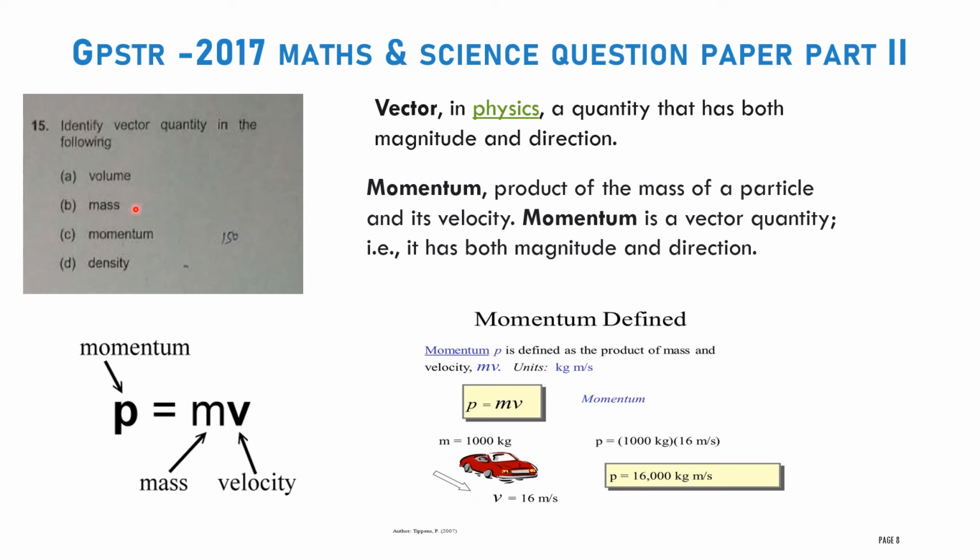Now consider the remaining options. Volume shows only the magnitude, only a number. Mass, as you already know, shows only the magnitude, and density also shows only the magnitude. Therefore, the correct answer for this question is momentum. It has both magnitude and direction.